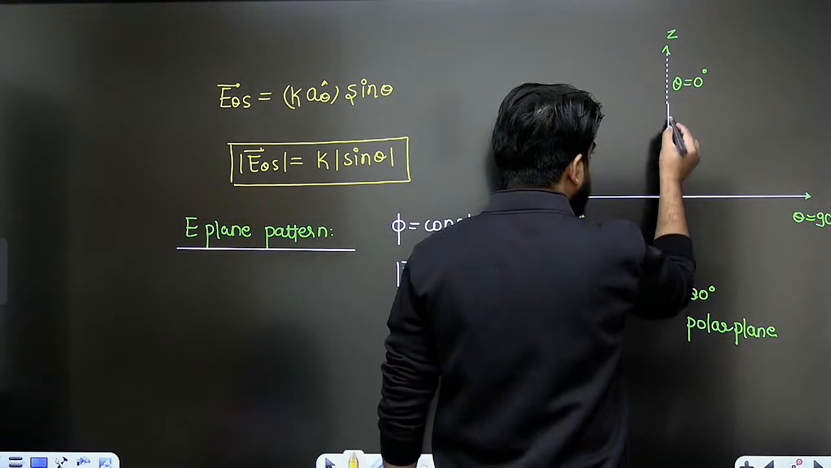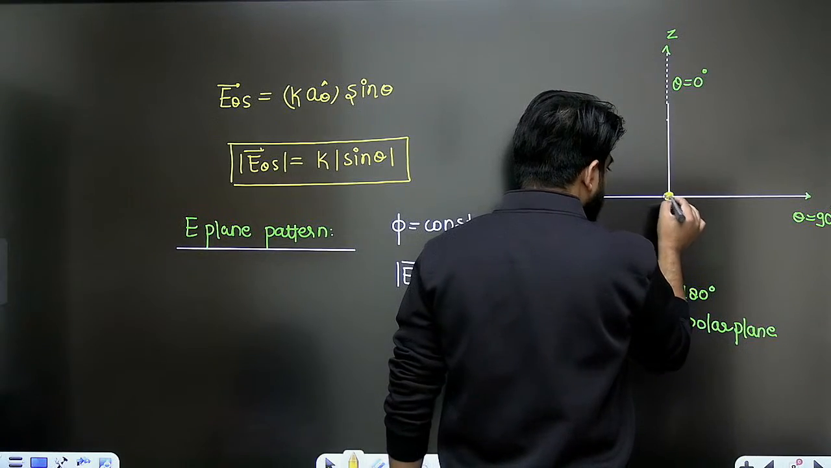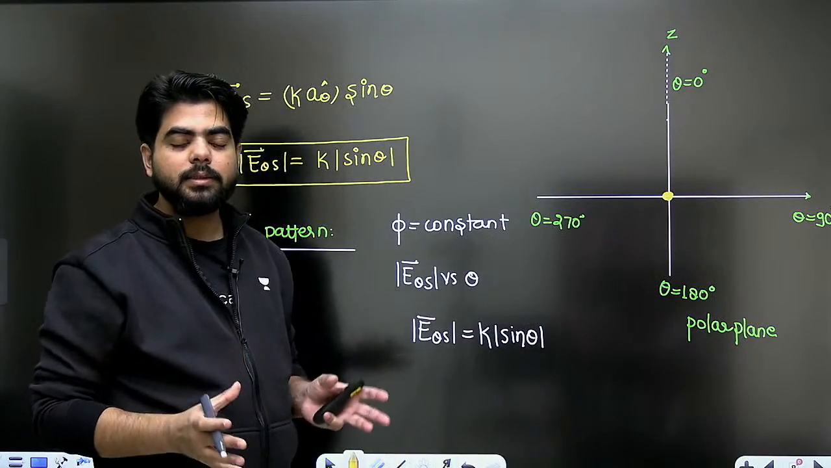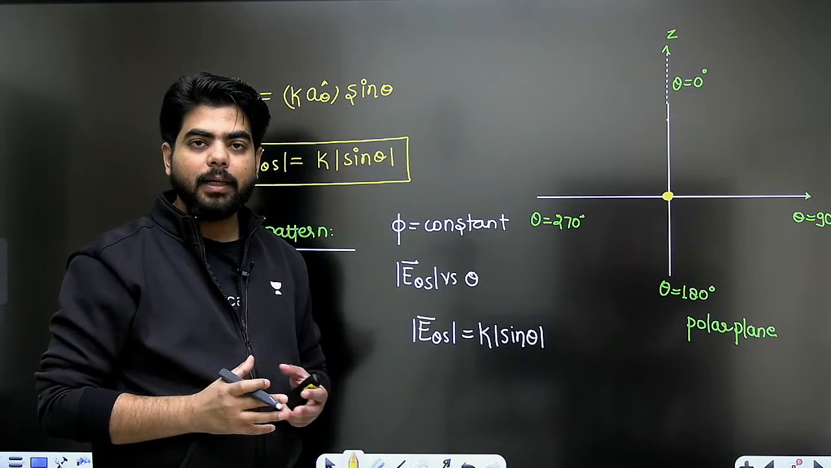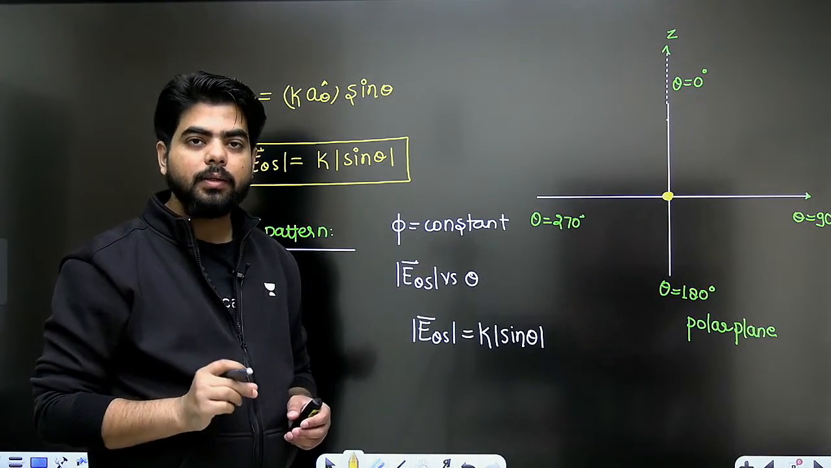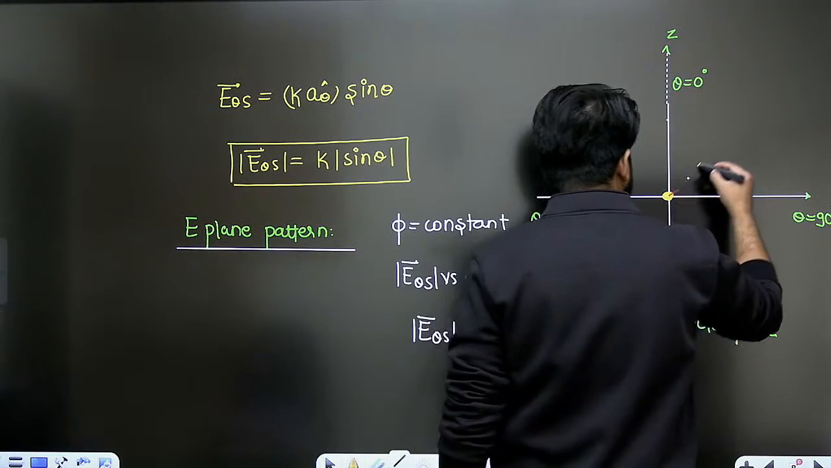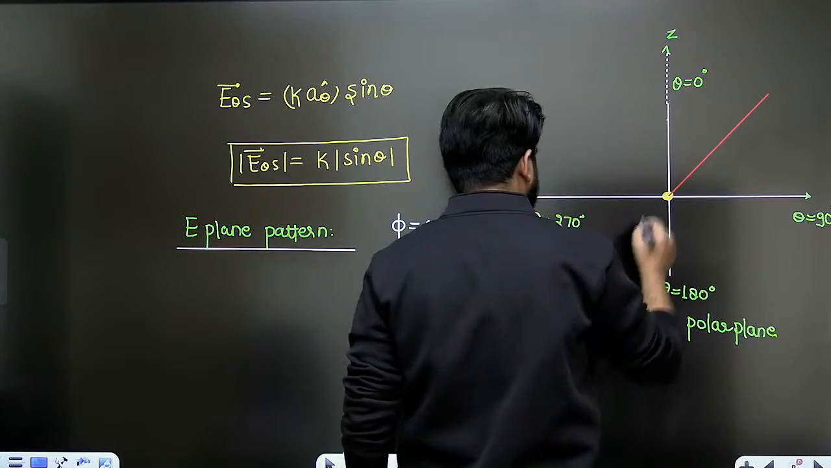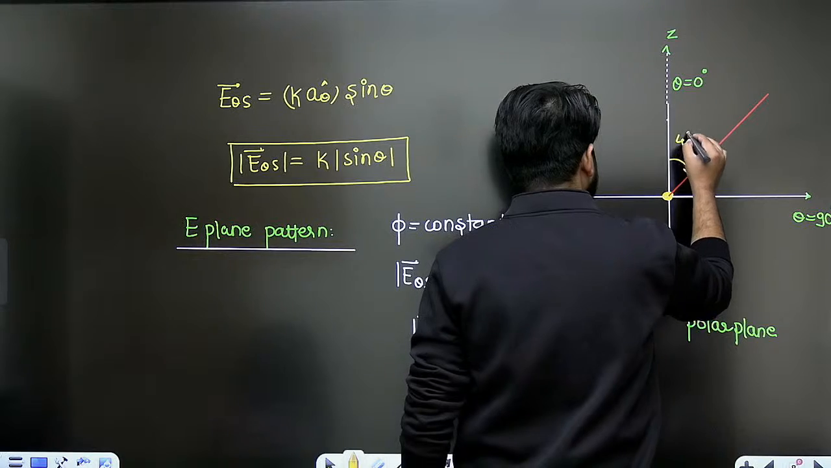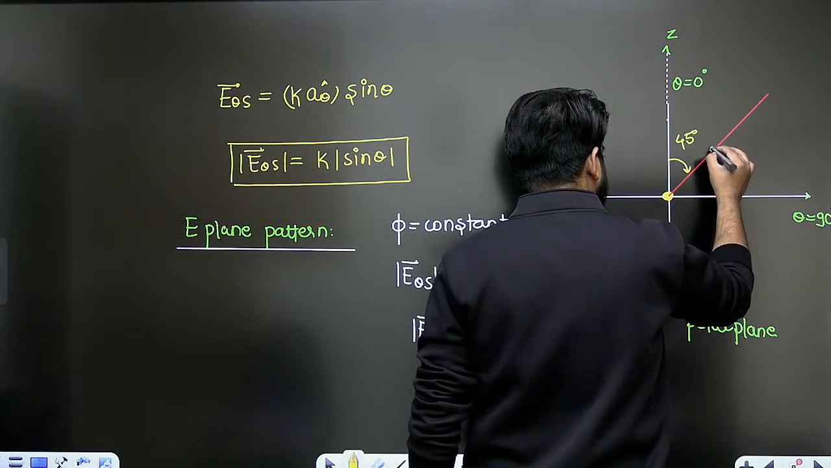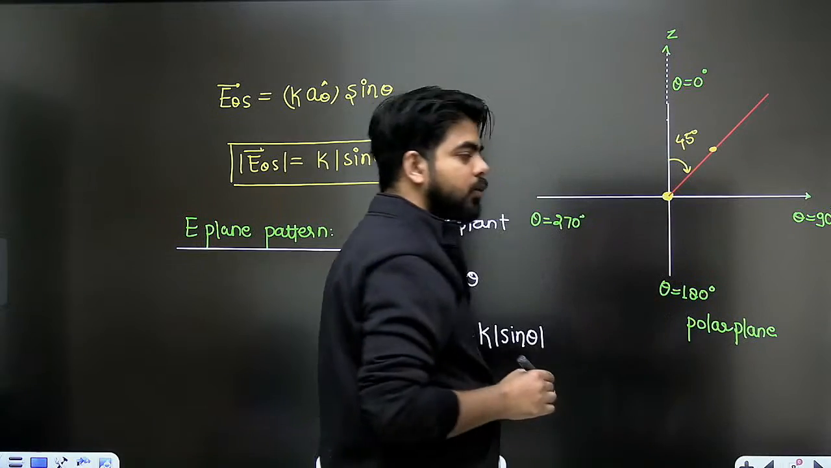देखिए, exactly theta equal to 0 पे what is the magnitude? Magnitude is 0. Yes or no? So you have to consider this like a polar pattern in which you are interested in the magnitude and the direction. Similarly, if I take any theta equal to 45 degree, for example this is your theta equal to 45 degree. So what is the magnitude along this? This magnitude becomes root 2.